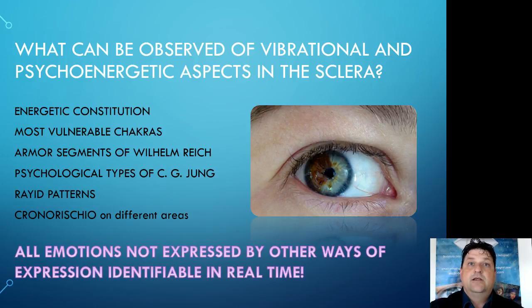In the iris, we can see the fragile armor segments. In the sclera, we can see which of those armor segments are having more contractions around this time of the person, in real time right now, and what has been happening in the last few months. It all depends on what kind of signals we are seeing on the sclera. Also, we can see the psychological types of Carl Gustav Jung, from Jungian psychology. We can see both in the iris and the sclera.